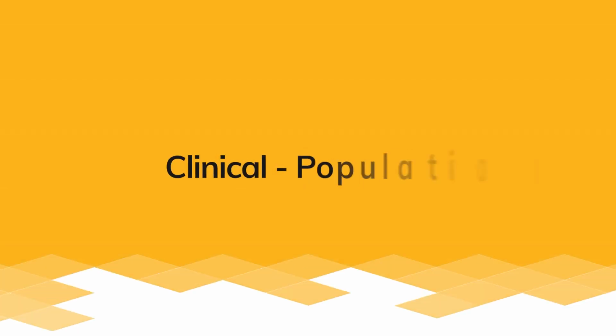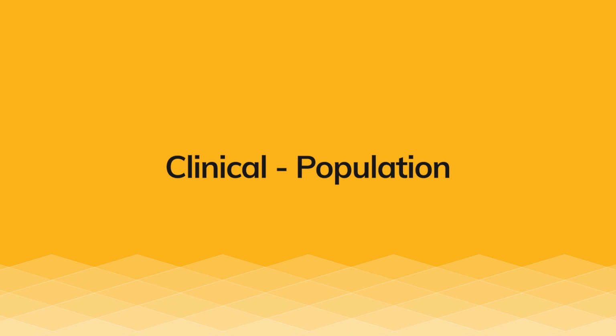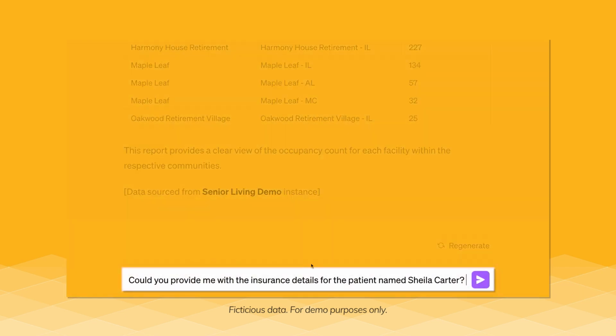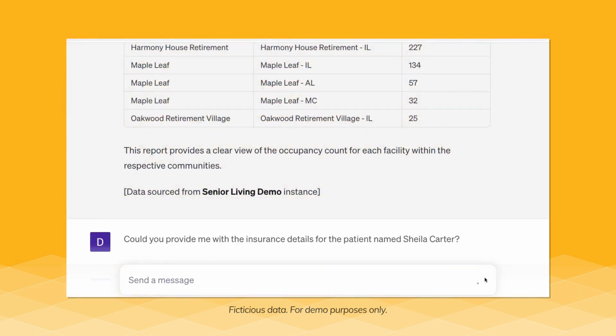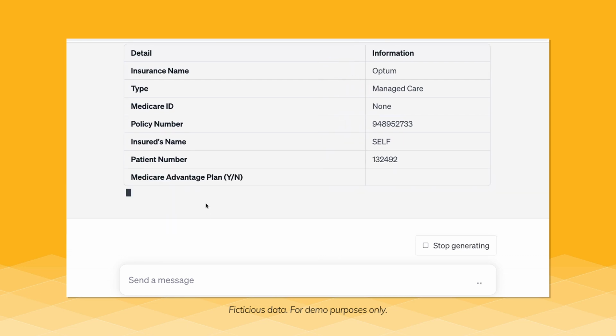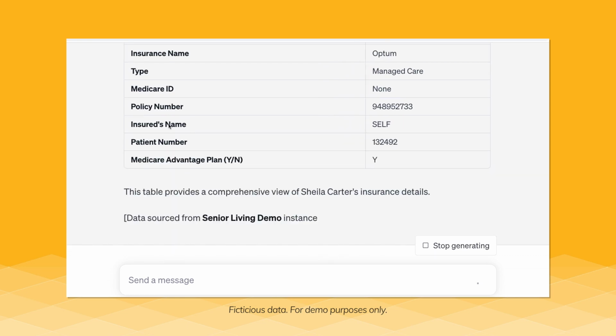So let's take a look at some structured data prompts for clinical, patient, or resident data sets. So I'm going to ask some insurance information about a particular patient or resident by the name of Sheila Carter. In this case, we can look up the name of the insurance provider, the type, Medicare ID, policy number, the insured's name, patient number, as well as whether or not they are enrolled in a Medicare Advantage plan.